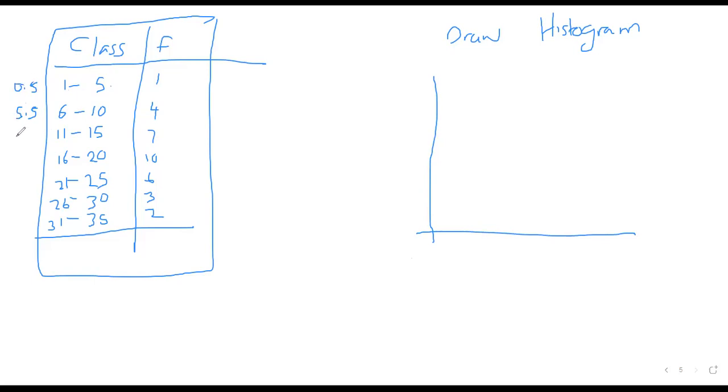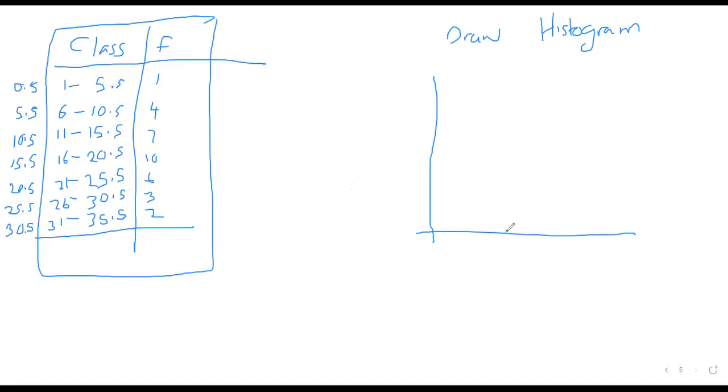So we have 10.5 here, 15.5 there, 20.5, 25.5, and this should be 30.5. The upper bound, we are just adding 0.5. So this is 0.5, 0.5, 0.5, 0.5, 0.5, 0.5, 0.5.